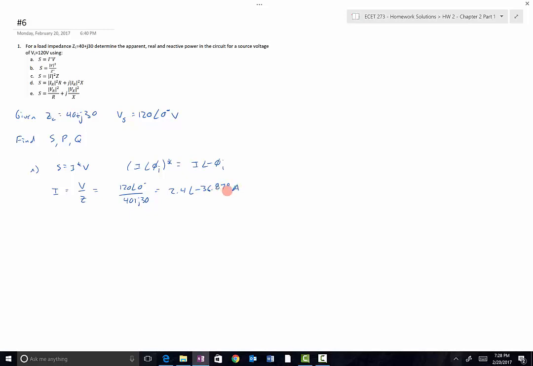It's always good to check. We know that the current angle is opposite that of the impedance. So we've got an inductive impedance here. That means we've got a lagging current. So that's good.